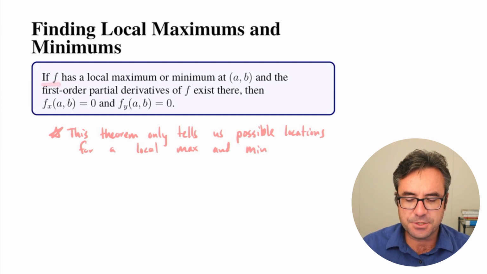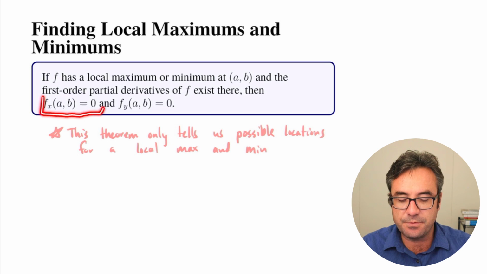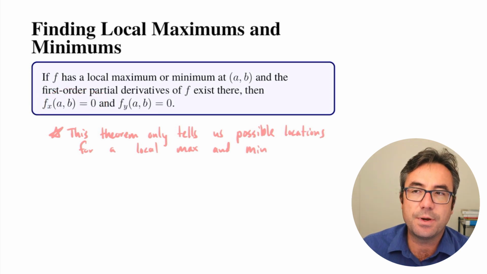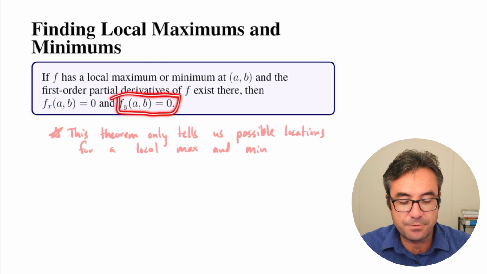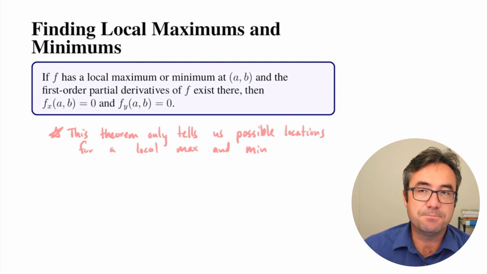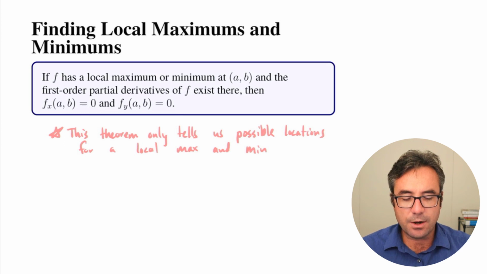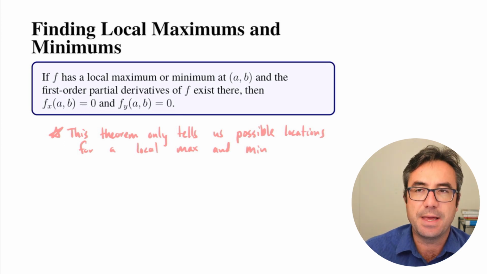It says, if our function f has a local max or min at the specific point, and the first order partial derivatives of f exist there, then the partial derivative with respect to x evaluated at that point is equal to 0, and the partial derivative with respect to y evaluated at that point is equal to 0. So the way we're going to use this is we're going to have a function, we're going to calculate the partial derivatives, and then we're going to set the partial derivatives equal to 0 and solve for x and y. And that will tell us where we might have a local max or min.